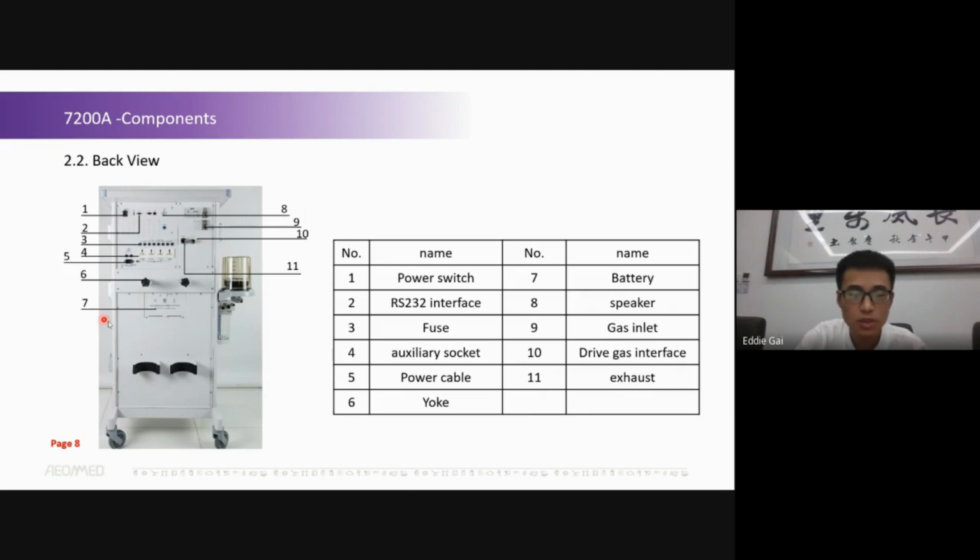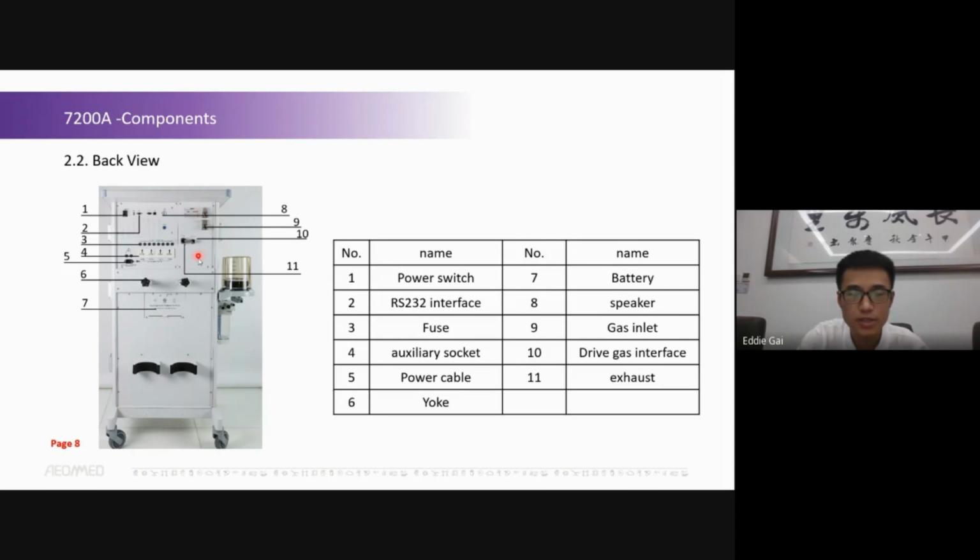Number 7 is the battery. If the battery has been used for a long time and it's not working anymore, we can let technicians open this cover to replace the batteries. Number 8 is the speaker. Our anesthesia machine has visual and audio alarms. So if the machine gives an alarm, the speaker will give doctors a sound to remind them.